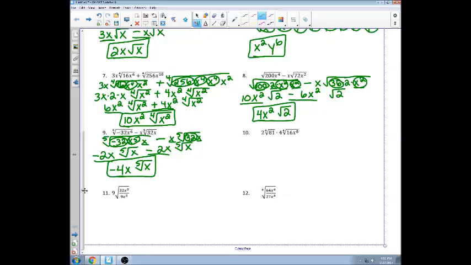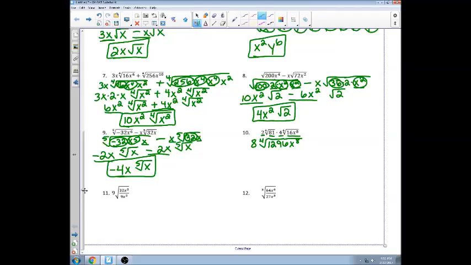Okay. 10. I have 2 times the fourth root of 81 times 4 times the fourth root of 16x to the 8th. Here I have a multiplication problem. So again, I'm just going to take the 2 times the 4 first, which would get me 8. Then I'm going to have my fourth root. I want to multiply 81 times 16x to the 8th. If I multiply 81 times 16x to the 8th, I end up with 1,296 x to the 8th power.